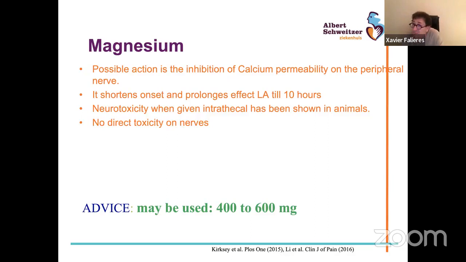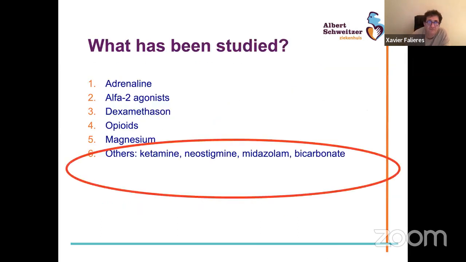Magnesium is very simple. It works, it prolongs your block up to 10 hours. We use mostly 400 to 600 milligrams in our blocks or in our mix. It shortens the onset, it prolongs the effect of local anesthetic. It's not toxic on nerve. It's now demonstrated. Not given intrathecally, but given in peripheral blocks, it works.